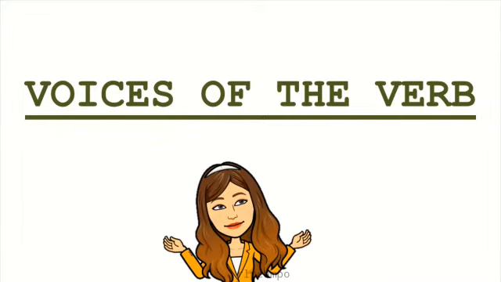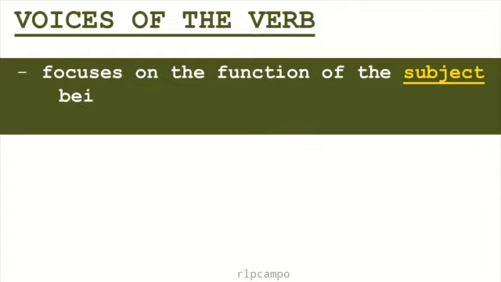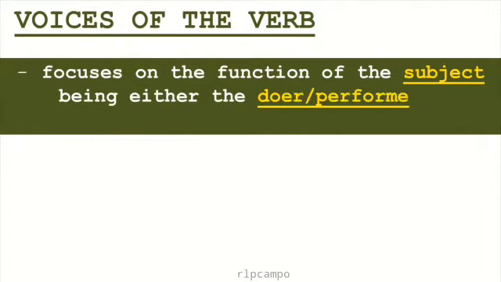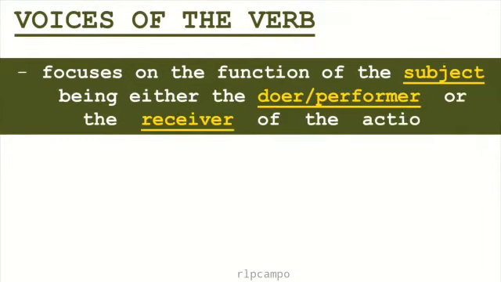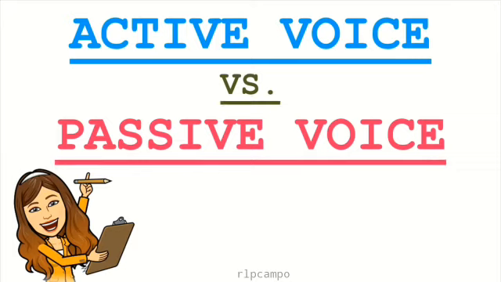Let us start by defining voices of the verb. Voices of the verb focuses on the function of the subject being either the doer or performer or receiver of the action. To simplify it, it tells us whether the subject is doing the action or receiving the action. There are two classifications, the active voice and passive voice. Let us differentiate the two.